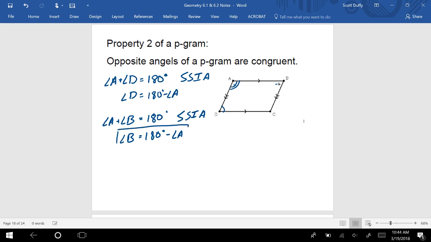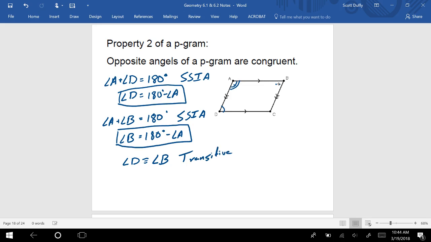So both angle B and angle D are equal to whatever 180 minus angle A is. Therefore, I can say that angle D is congruent to angle B by way of the transitive property. And that's it. That's my very informal little proof to show that opposite angles are congruent.